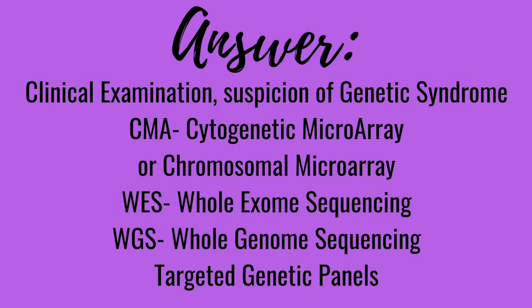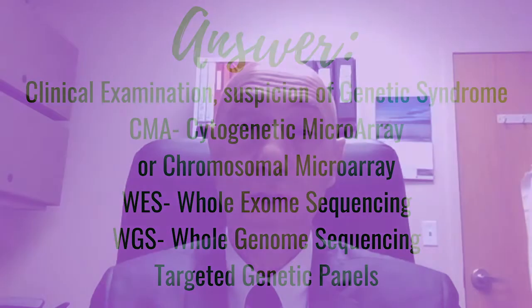In the past, everything was based on clinical examination, the suspicion of a genetic syndrome, and the sequencing of a specific gene. Today, we have the luxury of being able to sequence all genes in the human body. And we do that by whole exome sequencing, which is a blood test in which we take the DNA from the child, we compare the DNA of the child to that of the parents to identify if there are de novo changes.